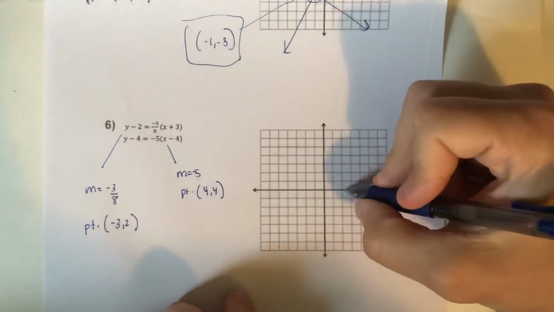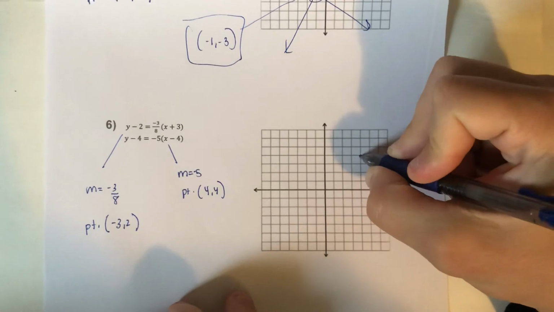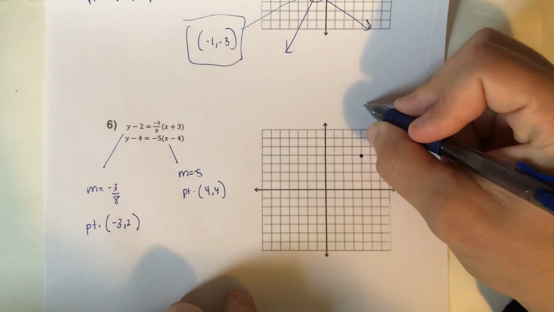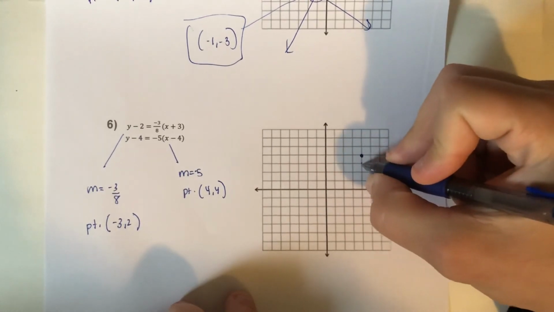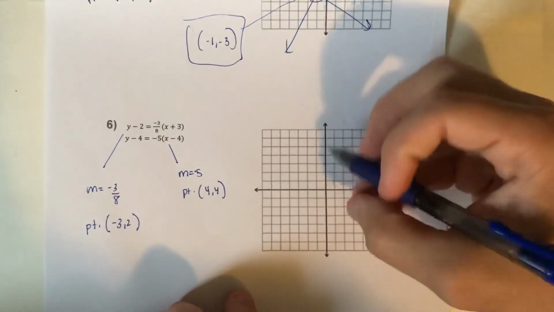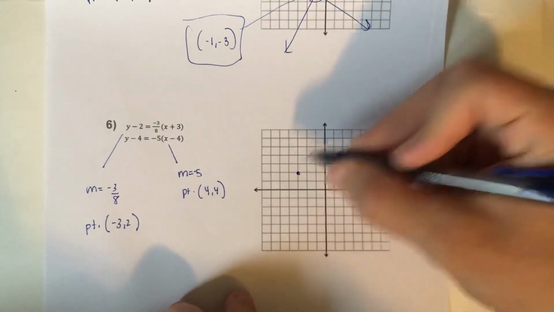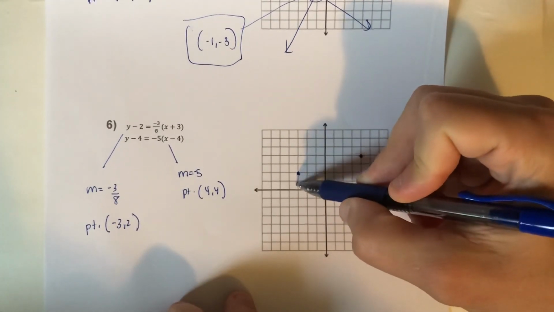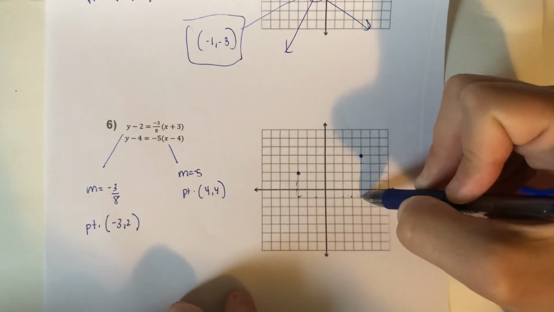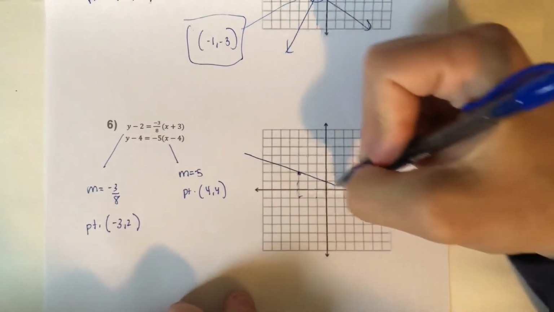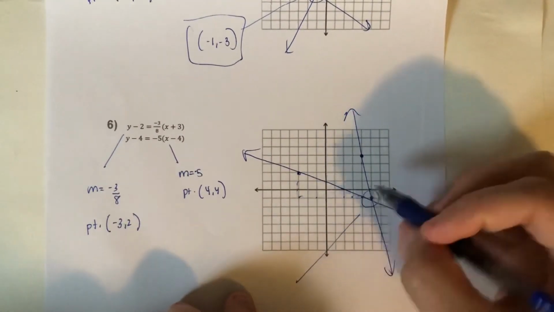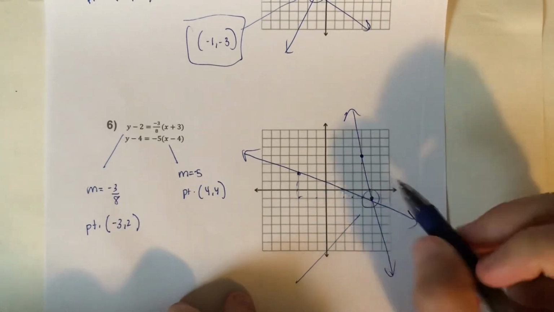So if I go to 4, 4. And then I have a slope of negative 5. So I don't really have room to go up. So I'm going to go down 5 to the right 1. My other line, negative 3, 2, has a slope of down 3 to the right 8. 1, 2, 3, 4, 5, 6, 7. You see where it's going. They are going to cross. And that point is 1, 2, 3, 4, 5, negative 1.